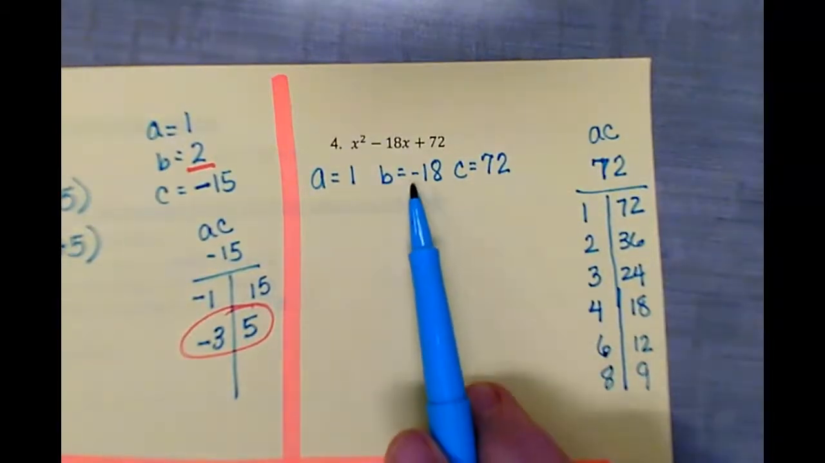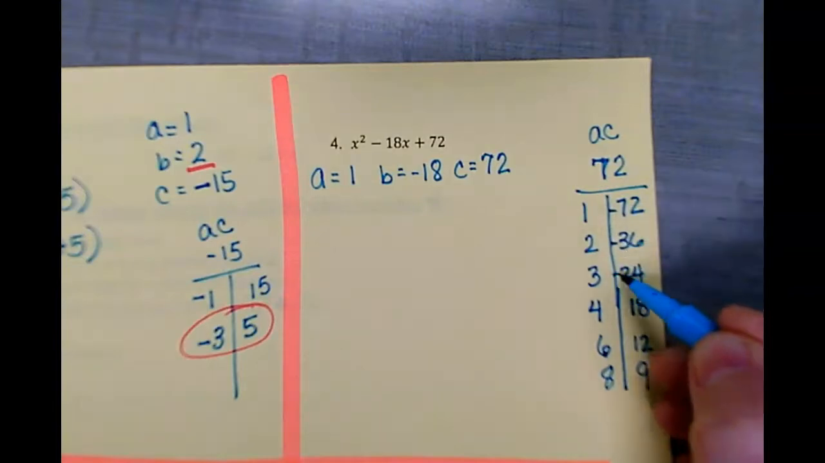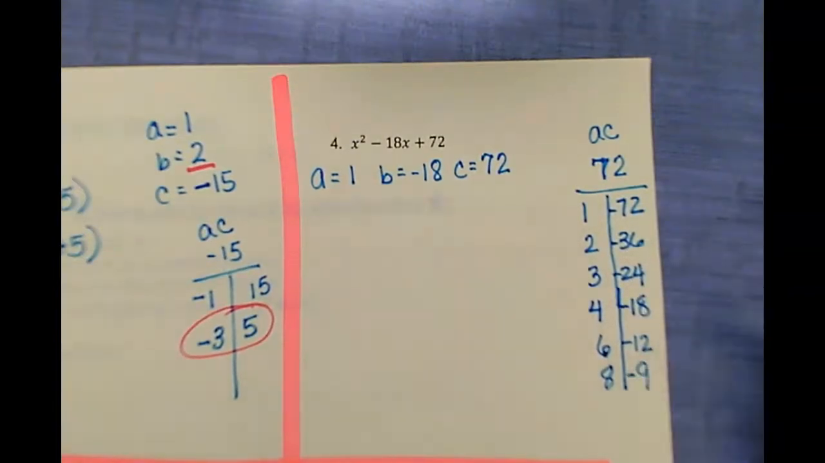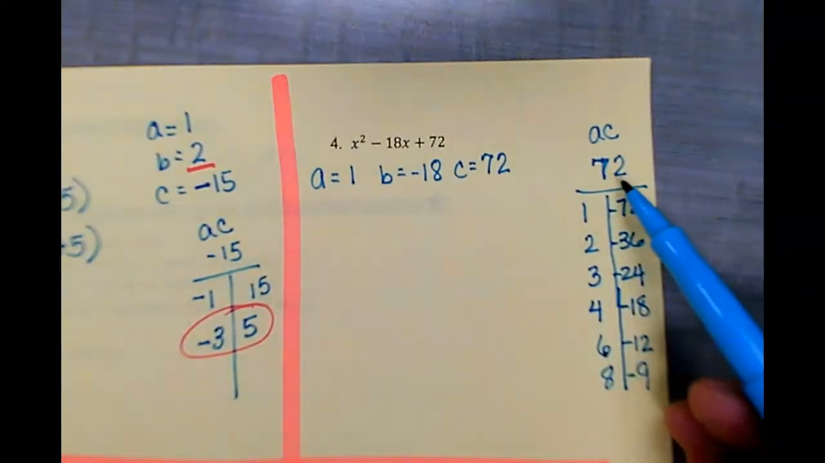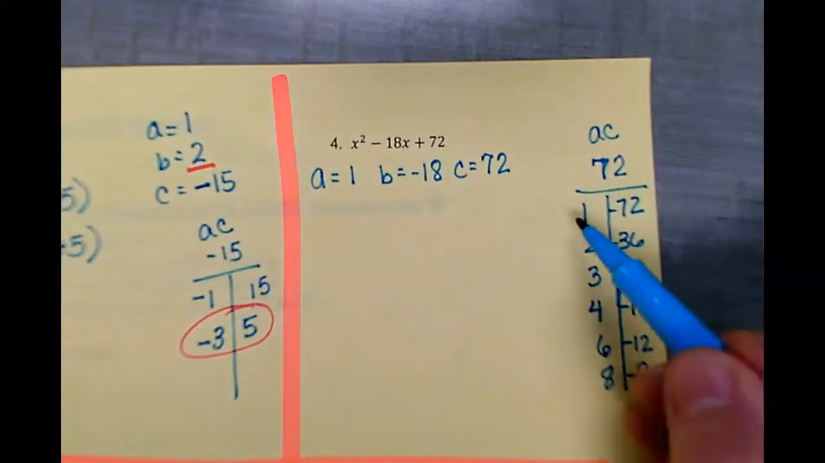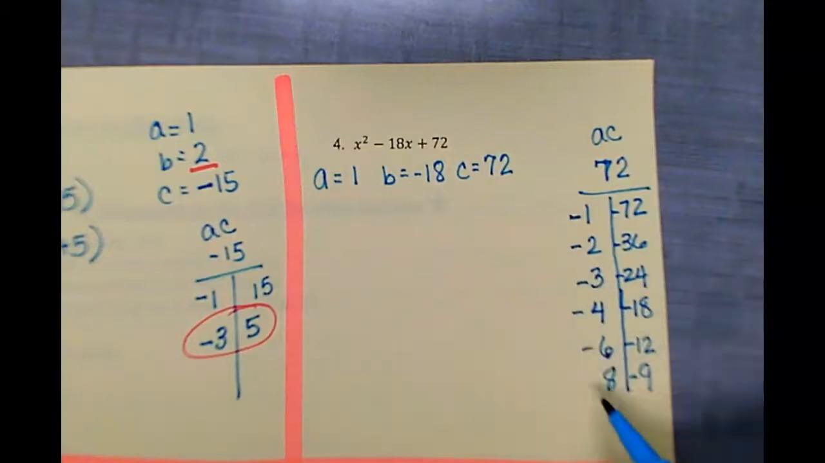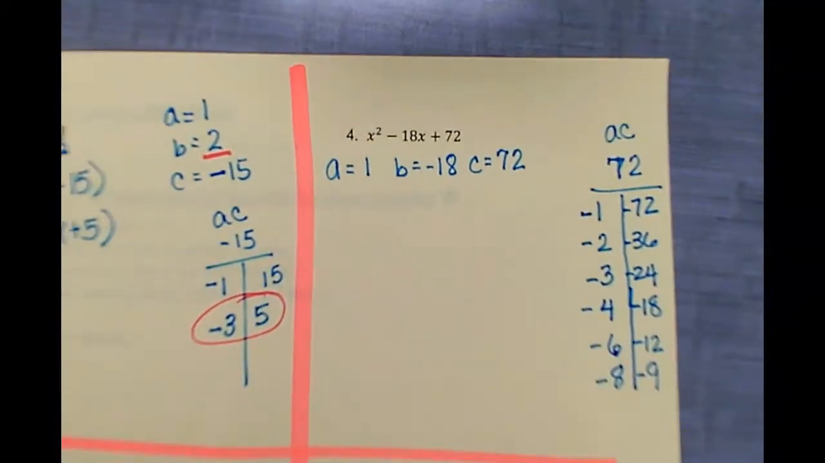If this is negative, the bigger number has to be negative. And if this is positive, they have to be the same. So now I need to look and see if I can find a pair that is going to add up to equal negative 18.